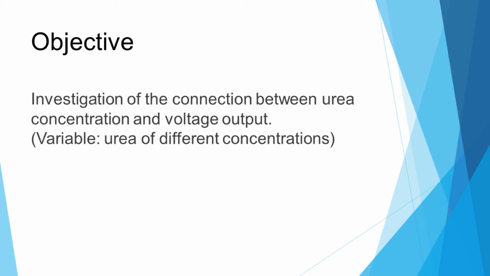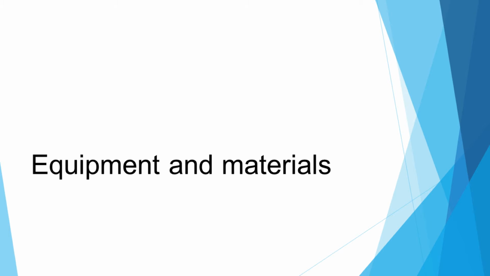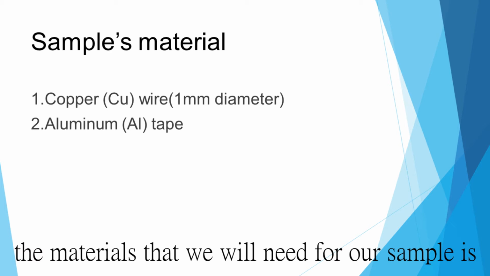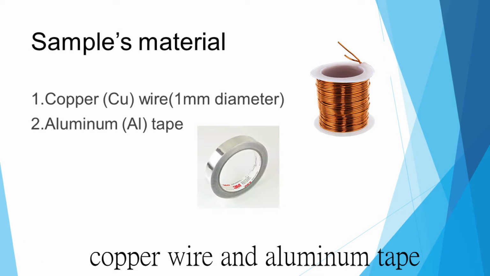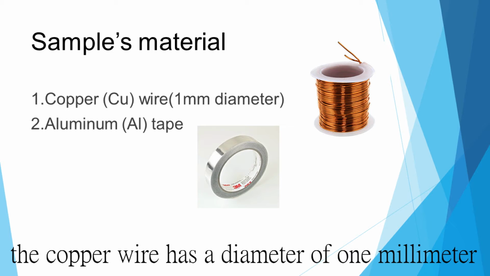So the objective of our experiment is to investigate the connection between urea concentration and the voltage output mentioned in our theory. Equipment and materials. The materials that we will need for our sample are copper wire and aluminum tape. The copper wire has a diameter of 1 millimeter.